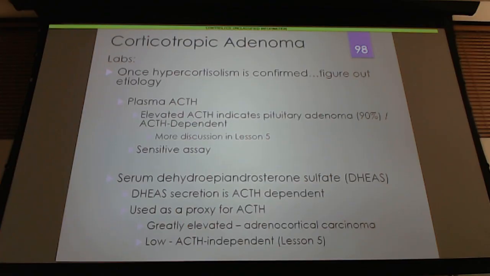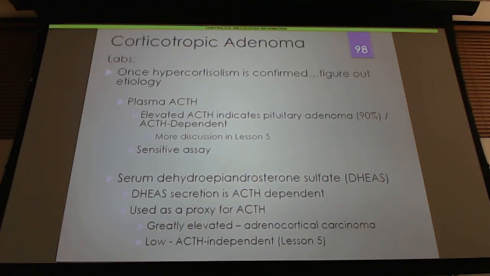Now the next lab is we're going to check the ACTH. Excess ACTH indicates an adenoma 90% of the time, right? There's that 10% ectopic. Does that make sense? Because it's ACTH dependent Cushing disease, right? So that's that adenoma secreting excess ACTH.